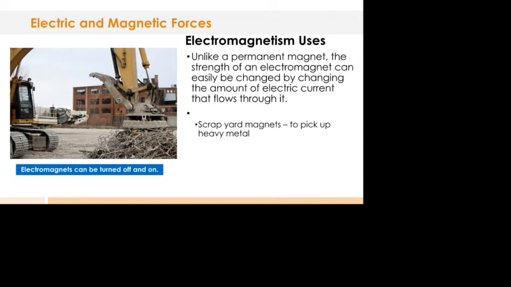Because you can turn electromagnets off anytime you want, they can be very useful for a lot of different things. For example, scrap yards where you have to pick up heavy piles of metal, or sometimes even have to pick up whole cars and move them from one place to another, use giant electromagnets. So they can turn the electromagnet on, pick up a pile of metal, move it somewhere else, set it down, turn the electromagnet off.